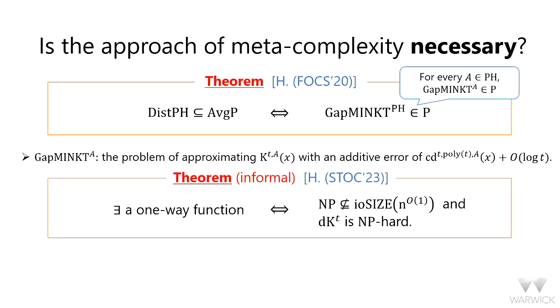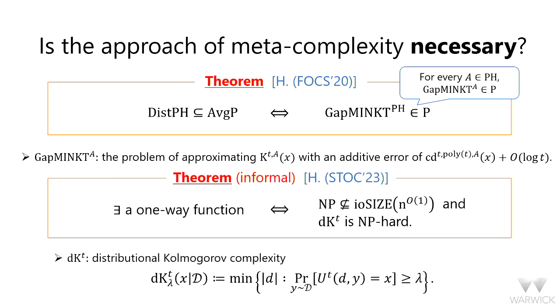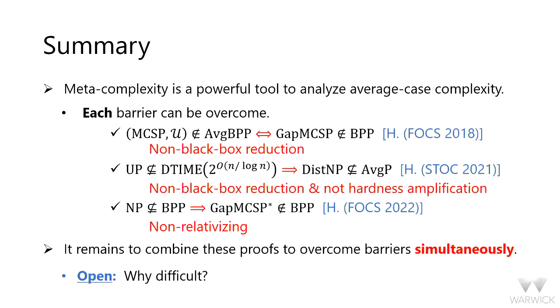And we can also characterize one-way functions by NP hardness of a certain metacomputation problem, which we call DK. This is the distributional Kolmogorov complexity, which is defined here, but let's skip that. So anyway, this shows that in order to eliminate the heuristic and the one-way function, we need to really prove NP hardness of metacomputation problems.